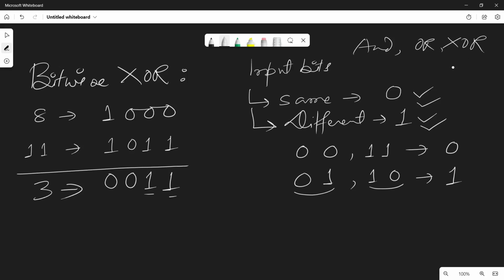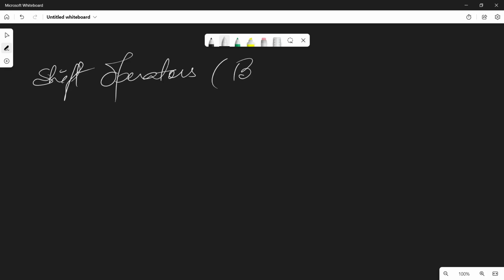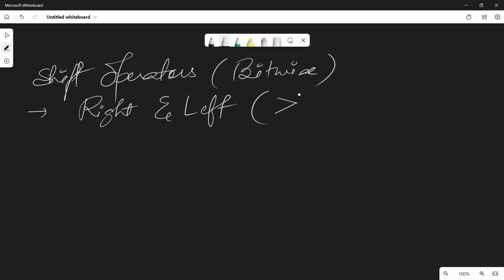Now let us go to the right and the left shift operations, and then we will finally go to the bitwise NOT operation. Okay, so let me just drag it a little bit up. Fine. So here, let us start with the shift operators, and they belong to the bitwise group. Here we have to shift right and left. Based on that, the symbols will be, this will be towards the right and this will be towards the left. That's it.